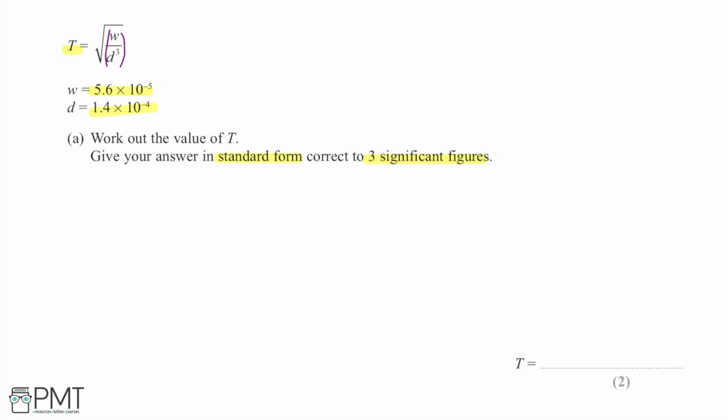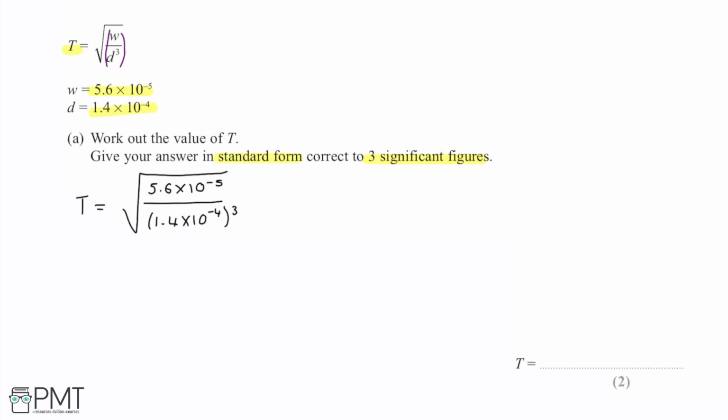So what we can do is take the expression for t and substitute in the values that we have for w and d. So t is equal to the square root of w, which is 5.6 times 10 to the minus 5, divided by d cubed, which is 1.4 times 10 to the minus 4, all cubed, and all of that is going to be under the square root sign. We need to make sure that we cube the whole of this value here. So by putting that in brackets, that makes sure that we do cube the whole value.